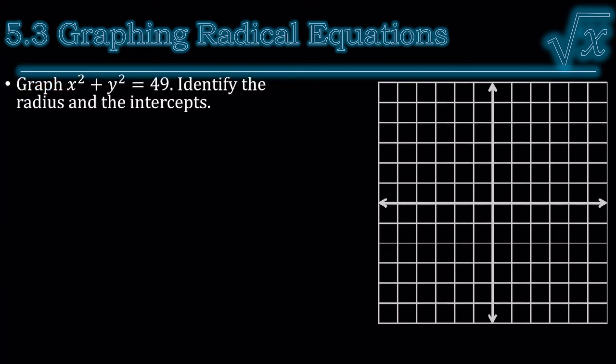All right, let's try this one. X squared plus y squared equals 49. Since they're both squared, this actually gives us a circle. But let's just go ahead and solve it for y and then make a table of values.